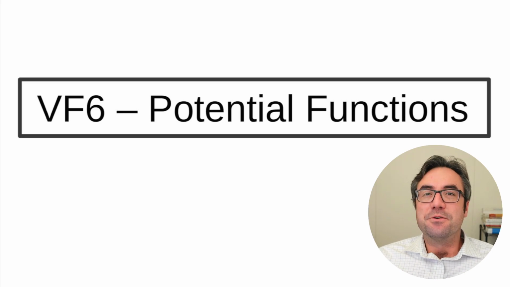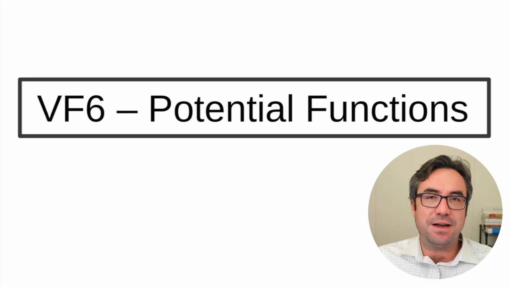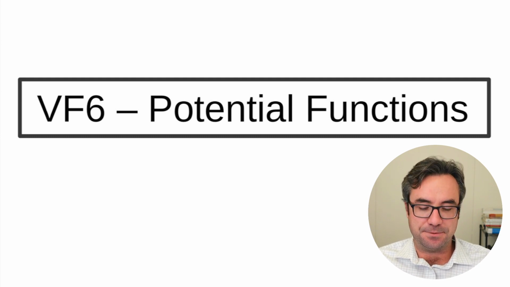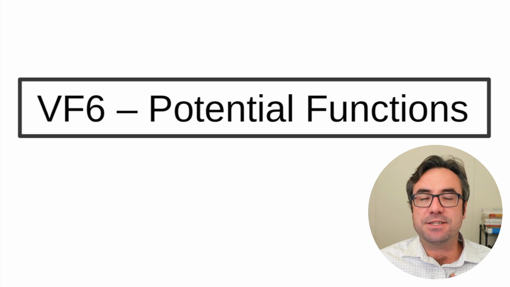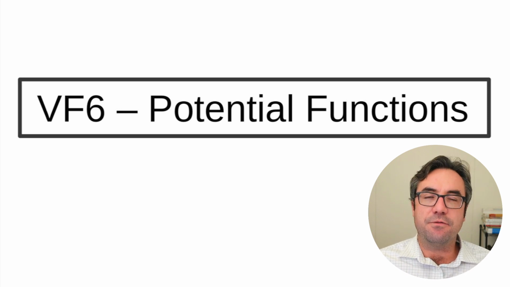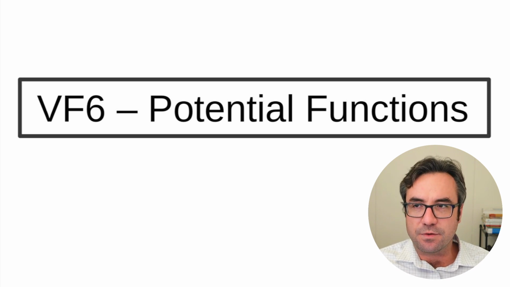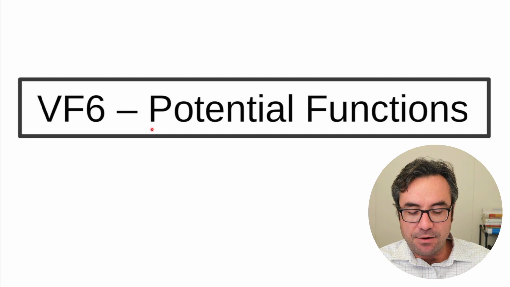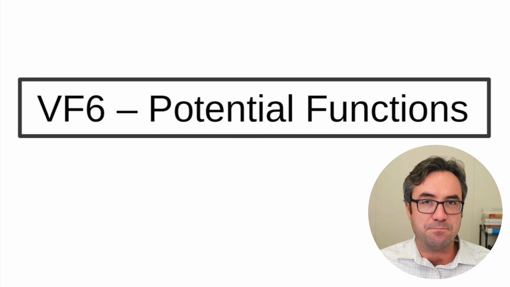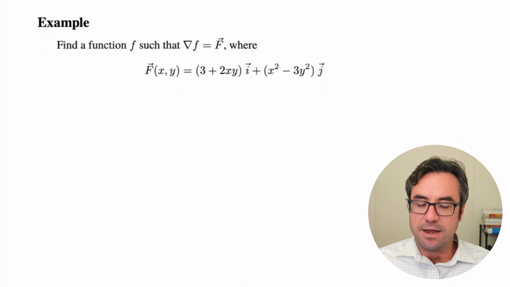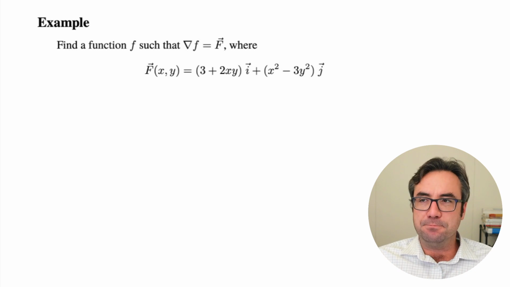Welcome everyone. For today's prep video, we're going to see how to find the potential function for a conservative vector field. In class last time, we looked at a few different tests, ways to determine if a vector field was conservative or not. Now we're going to see how to actually figure out what that potential function is. We're going to look at a two-dimensional example for right now.